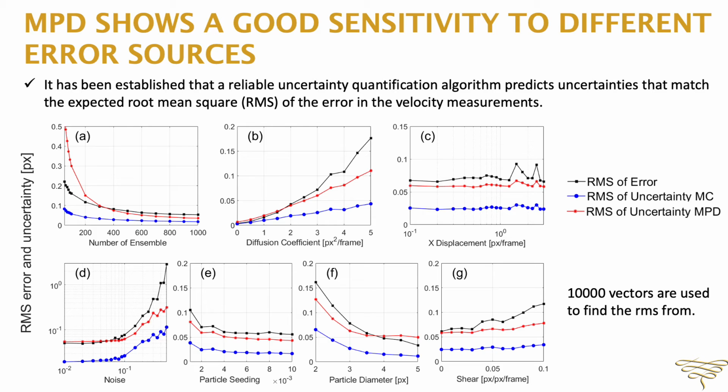Here we show our results of the Monte Carlo analysis. Now, it has been established that a reliable uncertainty quantification algorithm predicts uncertainties that their RMS matches with the RMS of the error. So for comparison, here in these plots, for all those different PIV error sources that we studied, we report the RMS of the error in black and the RMS of uncertainty estimations using Ensemble MC in blue and using MPD in red. Now you can see that the red line matches with the black line in most of the cases that we studied, and it consistently outperforms the MC approach.